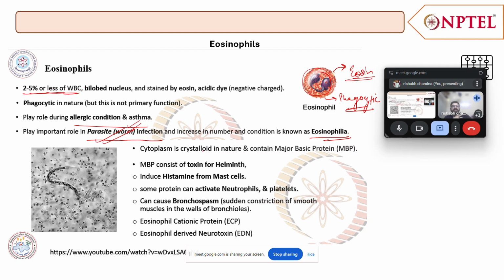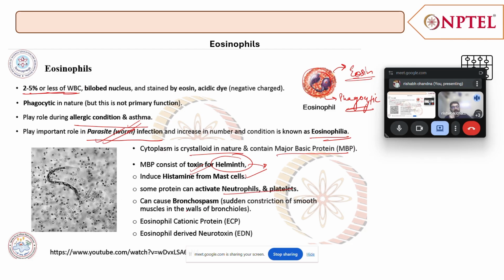The cytoplasm is crystalloid in nature and it contains majorly the basic proteins, that is MBPs. And MBPs consist of a toxin for helminths. So helminths are the worms. These contain toxin for the helminths. These induce histamine from the mast cells. So after they release these MBPs for the particular helminths, they release different chemicals or cytokines so that the different immune cells will get activated. So they induce histamine from mast cells. Some of the proteins can activate neutrophils and platelets also.